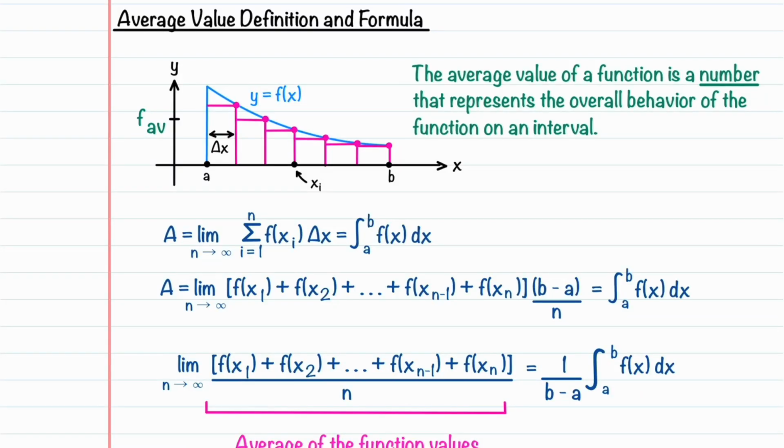We're going to start by learning what the average value of a function is and then go over its formula. The average value of a function, such as the function y is equal to f of x shown here, is just a number, such as this number right here, that represents the overall behavior of a function on an interval. In this graph, our interval is from x is equal to a to x is equal to b.